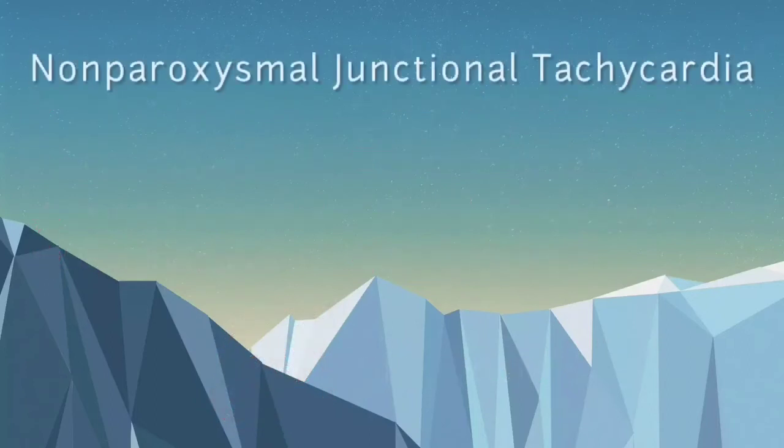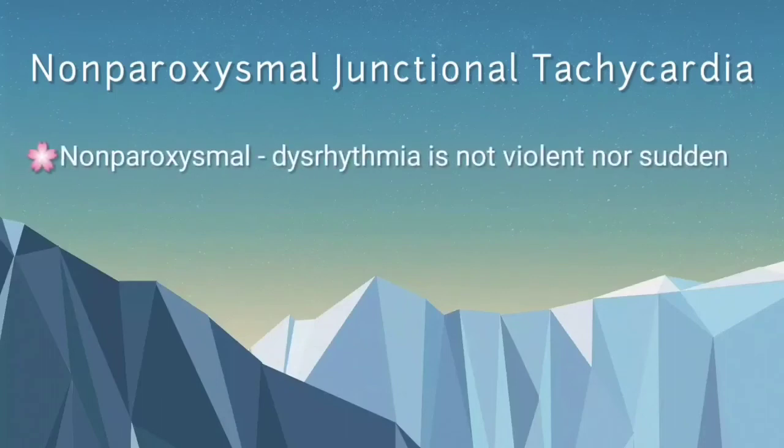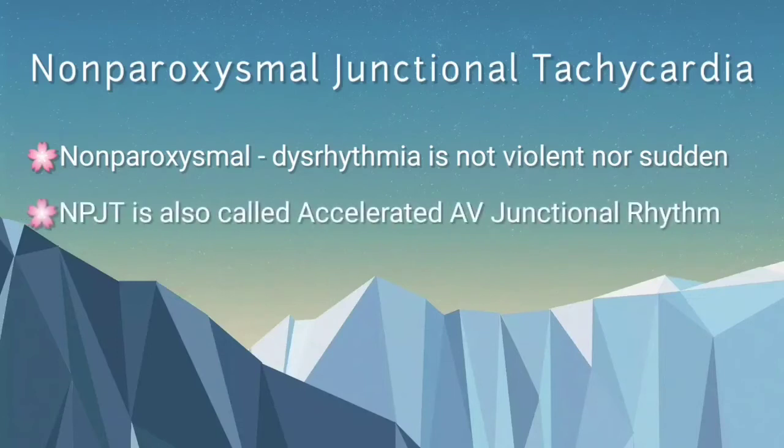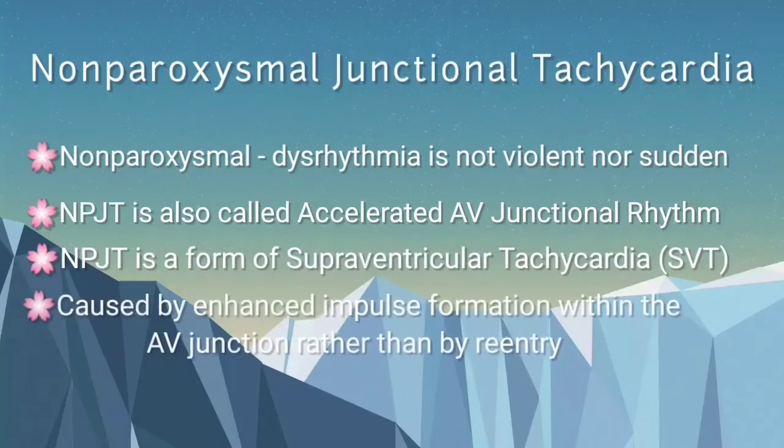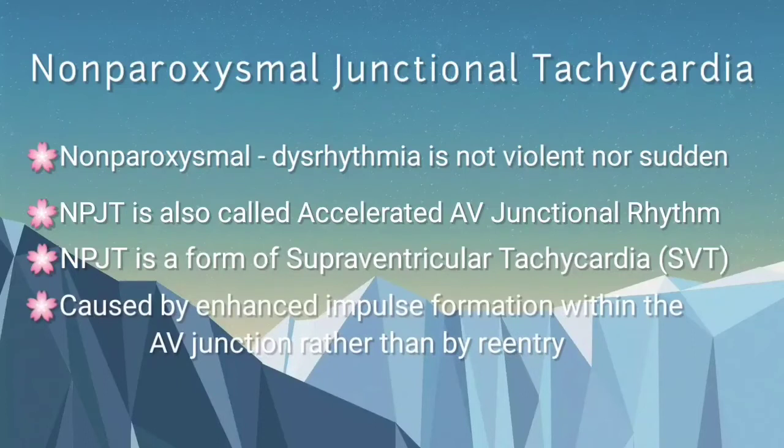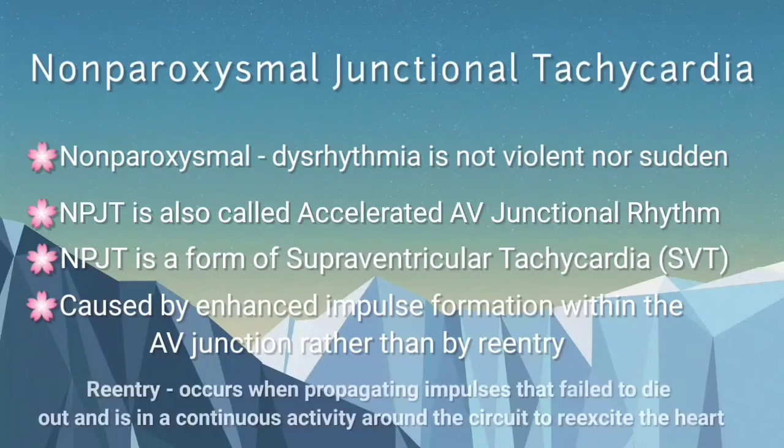Now let's go to non-paroxysmal junctional tachycardia. Non-paroxysmal means the dysrhythmia from the AV junction is not violent nor sudden. Non-paroxysmal junctional tachycardia is also called accelerated AV junctional rhythm and is a form of supraventricular tachycardia or SVT that is caused by enhanced impulse formation within the AV junction rather than by reentry.